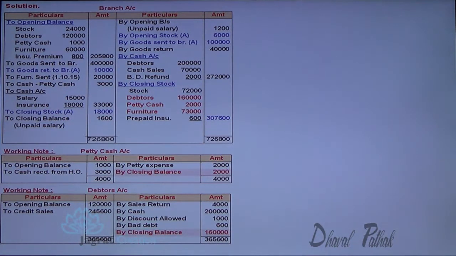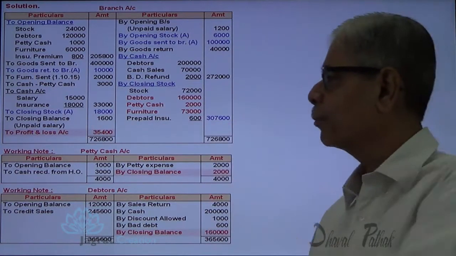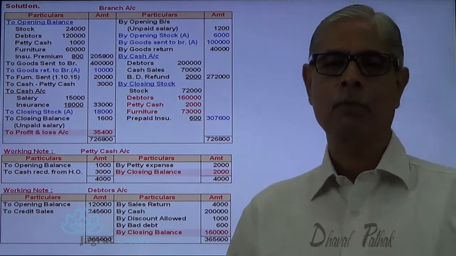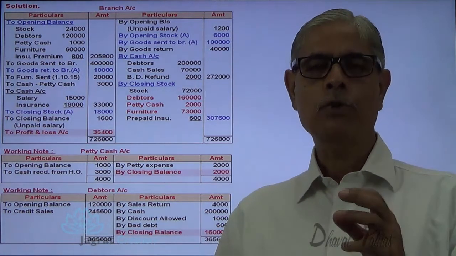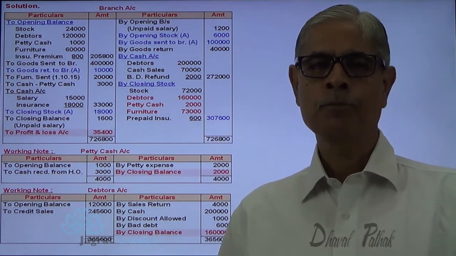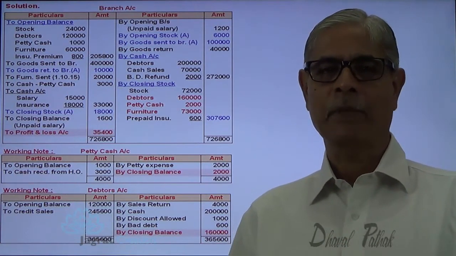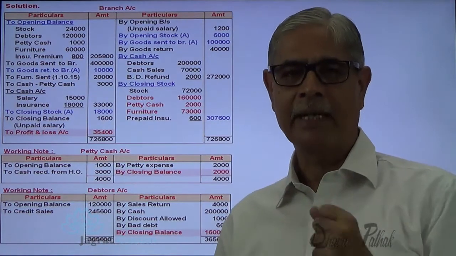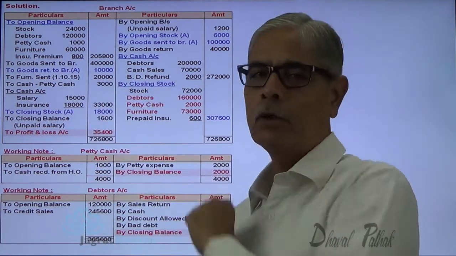Now find out the profit. Total of credit minus total of debit. This is the profit earned at branch, 35,400. So here the profit is being found out by preparing branch account. As I told you in my theory lecture also, branch account is prepared on the basis of capital comparison method. So this is the net assets given at the beginning of the year. This is the value given to the HO.